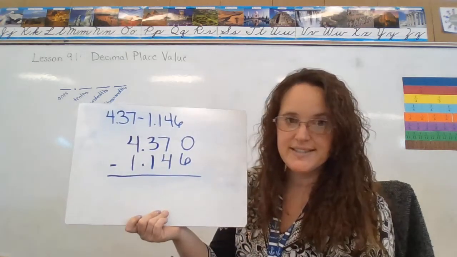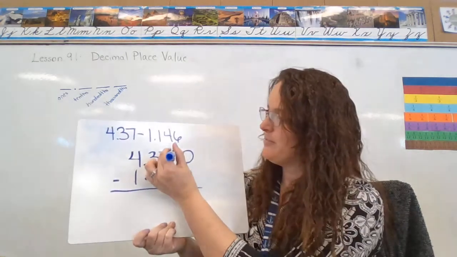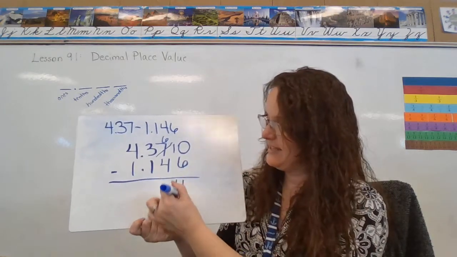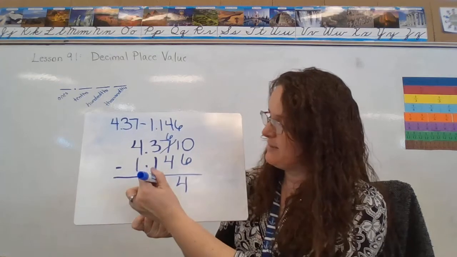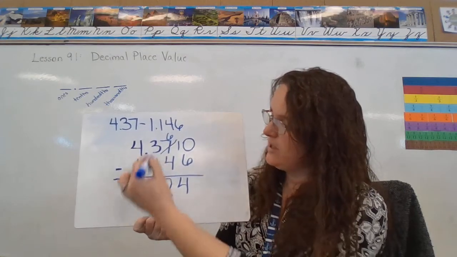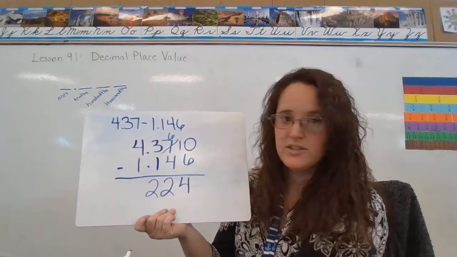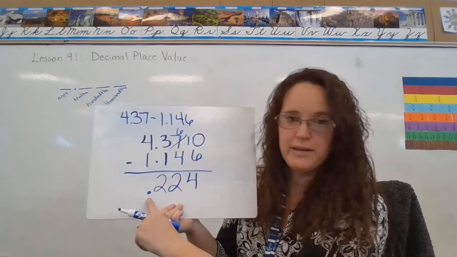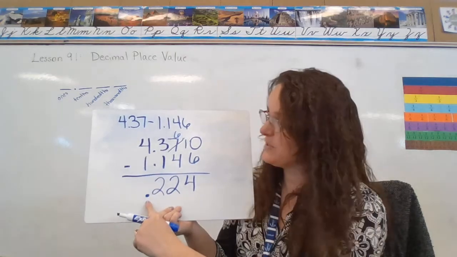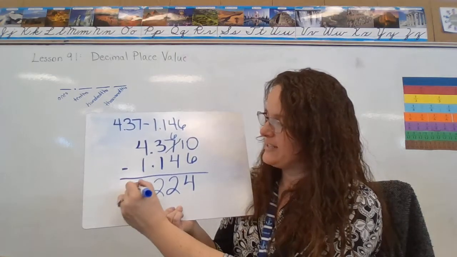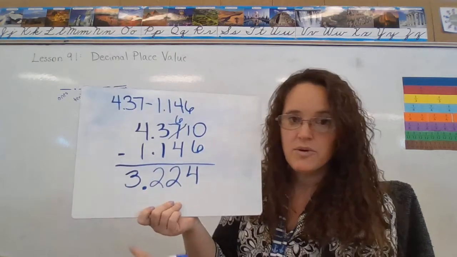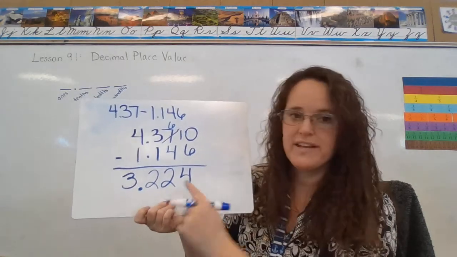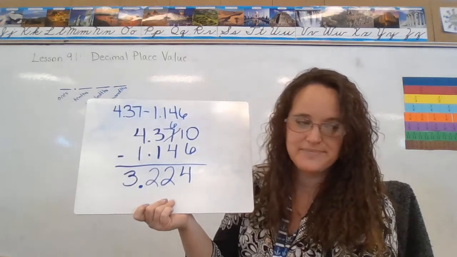0 minus 6, can't do it, have to borrow. So 10 minus 6 is 4. 6 minus 4 is 2. 3 minus 1 is 2. Decimal point, decimal point. Make sure you line up your decimal point in your answer as well. And then 4 minus 1 is 3. So our answer is 3 and 224 thousandths.